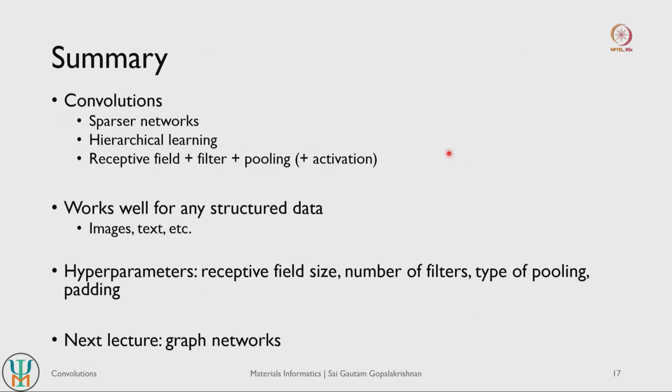Okay, with that let's summarize today's lecture. We looked at convolutions as a way to efficiently create linear neural networks. These can create sparser networks. Each neuron is not connected to every other neuron in its lower layer, it's only connected to a receptive field. But this helps in hierarchical learning, and it helps us both decompose a given image into smaller sets of features, and also reassemble these features into more complicated textures, shapes, and so on.